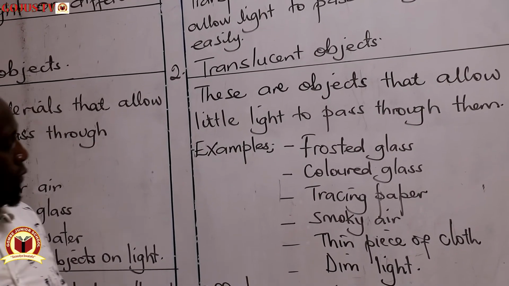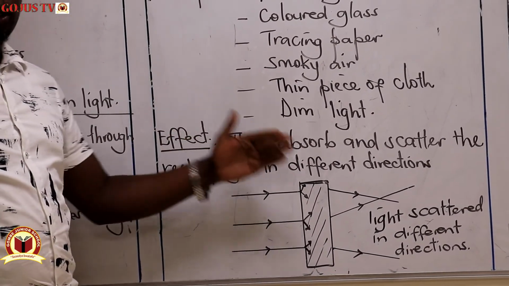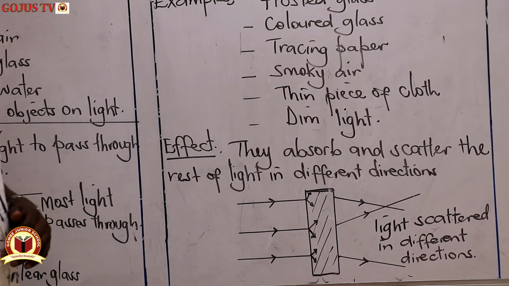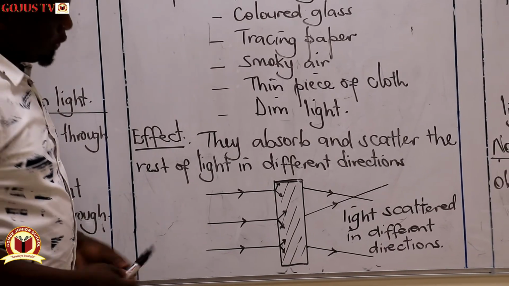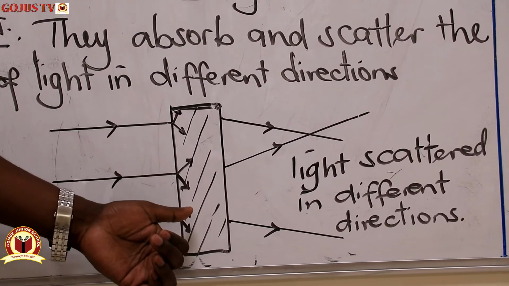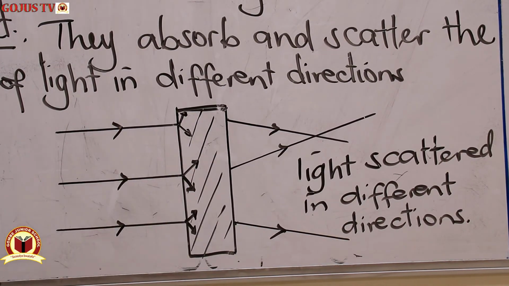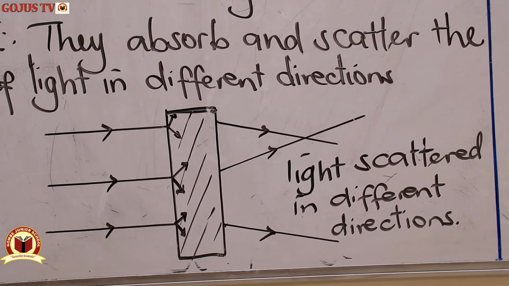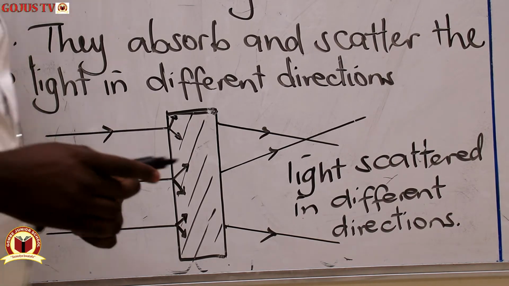So these objects, the effect that they have on light is that they absorb and scatter the rest of light in different directions. Or like I said, we can say that they diffuse light passing through them. So we have a diagram here that is showing the effect that translucent objects have on light. When you look at these arrows, they have changed direction, which means some light has been absorbed. Like in the statement, we're saying that they absorb some light and scatter. We have these other light rays passing through this material, but at different angles or different directions. So that is the effect that these materials have. The moment you try to look through it, the light is either absorbed or scattered in different directions.